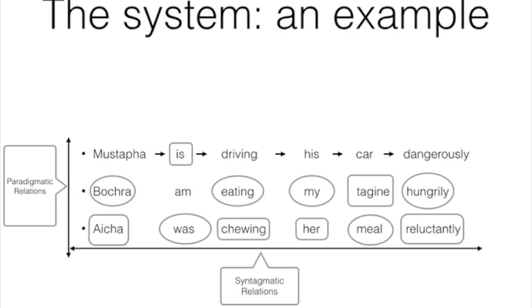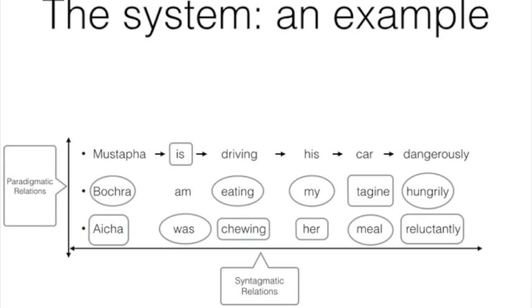Now, the idea of a system. This is one way to exemplify that. I'm going to forget about my animation, but I'll do it later. Let me just speak, because time is passing by. The system, an example. For example, Mustafa is driving his car dangerously.